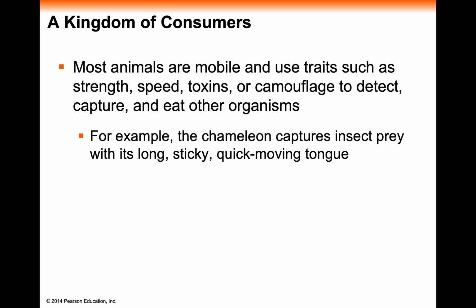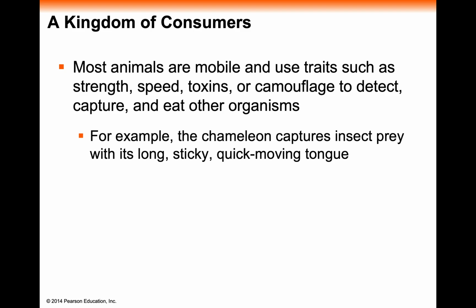Most animals are mobile and use traits such as strength, speed, toxins, or camouflage to detect, capture, and eat other organisms. And this has to go back to the idea that it's a kingdom of consumers. You could argue that, yes, fungi are consumers as well, but they absorb stuff kind of stationarily. They don't seek out and find things. So, what makes an animal an animal? Well, really, it has to move around and consume, and all of its adaptations are towards that end.